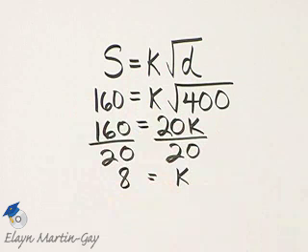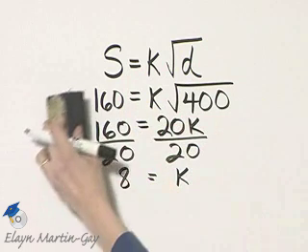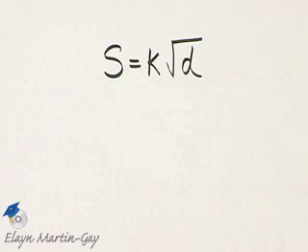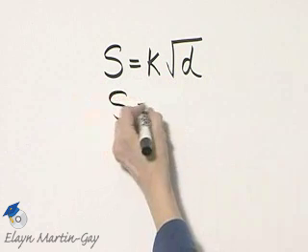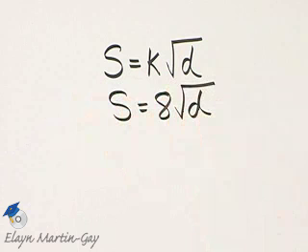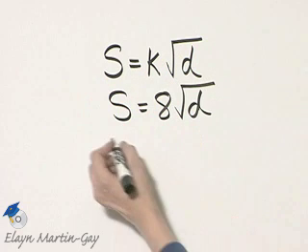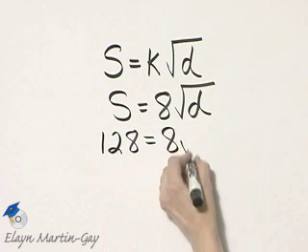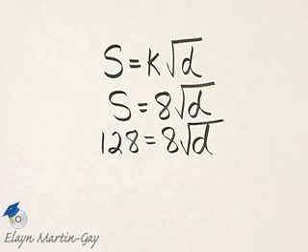So we know our constant, it is 8. So let me rewrite this, putting in 8 instead of K. We now know that S is equal to 8 times the square root of that distance, D. Now we want to find the height of a cliff if a dropped anvil hits the ground at a speed, so that's a speed of 128 feet per second. The speed is 128 feet per second, and we want to know the height or the distance D.